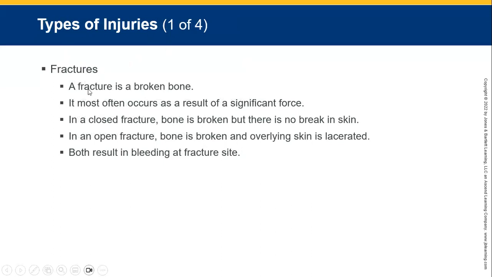Different types of injuries. Fractures. A fracture is a broken bone, or breaking the continuity of the bone. Most often occurs as a result of significant force. Bone is actually more dense than concrete, so there has to be some sort of violent twisting or force placed on that bone. A closed fracture, the bone is broken, but there's no break in the skin. And in an open fracture, the bone is broken and the overlying skin is lacerated.